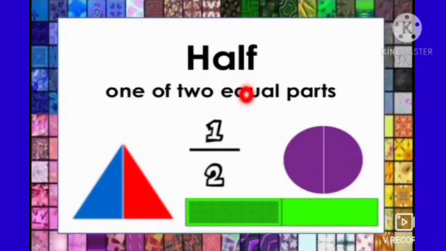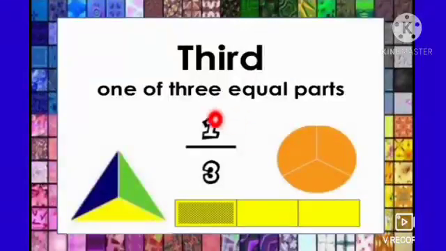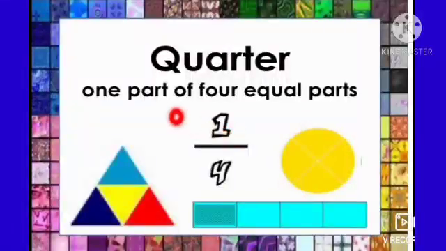Half can be read as semi, 1 by 2, 1 half, 1 of 2 equal parts. Third, 1 of 3 equal parts. Quarter, 1 part of 4 equal parts.